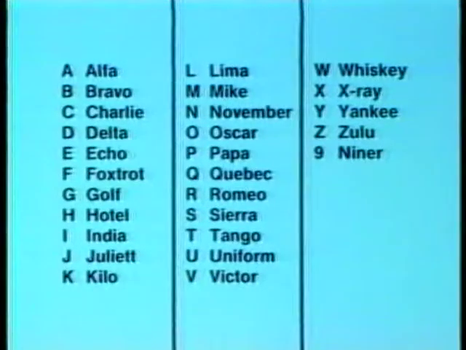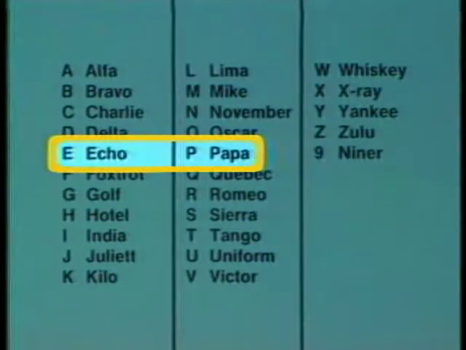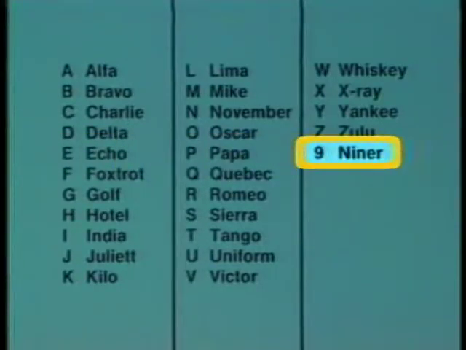A phonetic alphabet is used to reduce the confusion between letters that sound alike. For example, the letters E and P sound very similar, so the words echo and papa are used to represent these letters. 9 is the only number pronounced differently. It is said as niner.